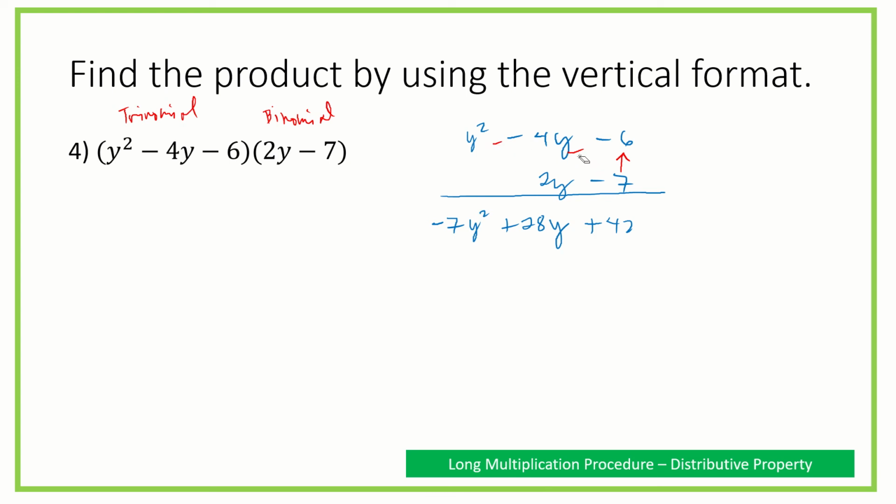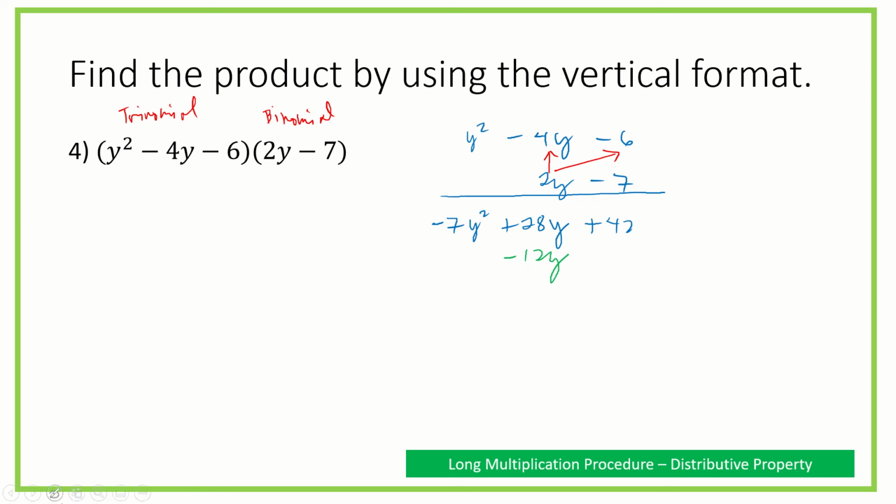So after you deal with the negative 7, distributing it to all the terms in the trinomial, you proceed to 2y. So 2y now must be multiplied to each term. So starting with 2y times negative 6. 2y times negative 6 is negative 12. Then don't forget there's still a y. Don't forget to align the like terms immediately. Then next, multiply 2y to negative 4y.